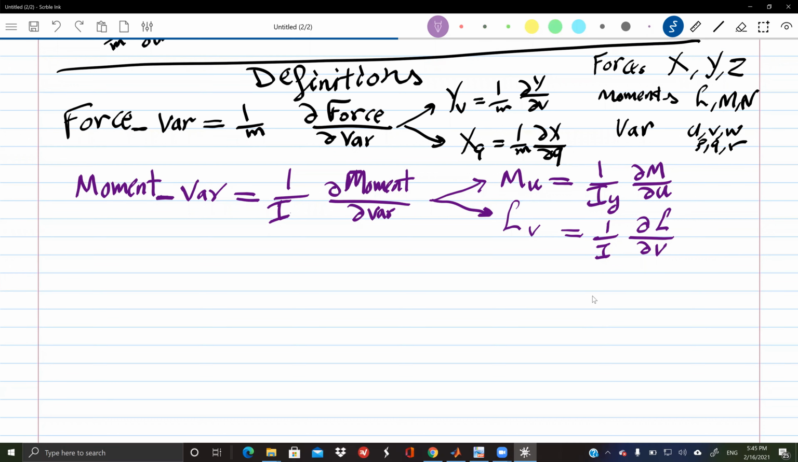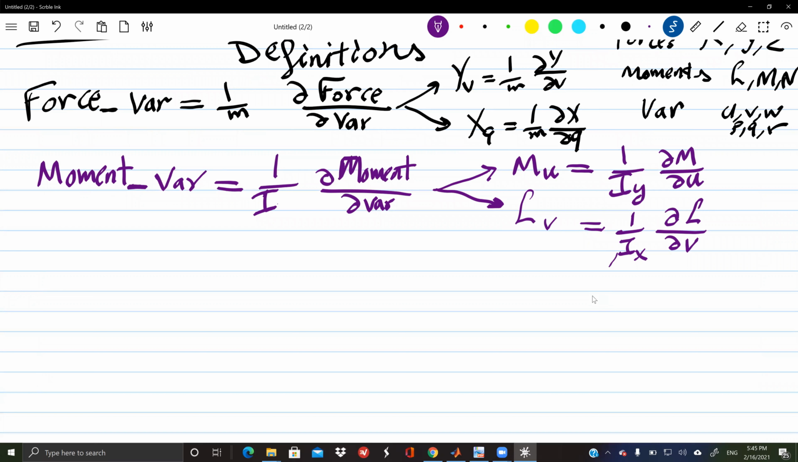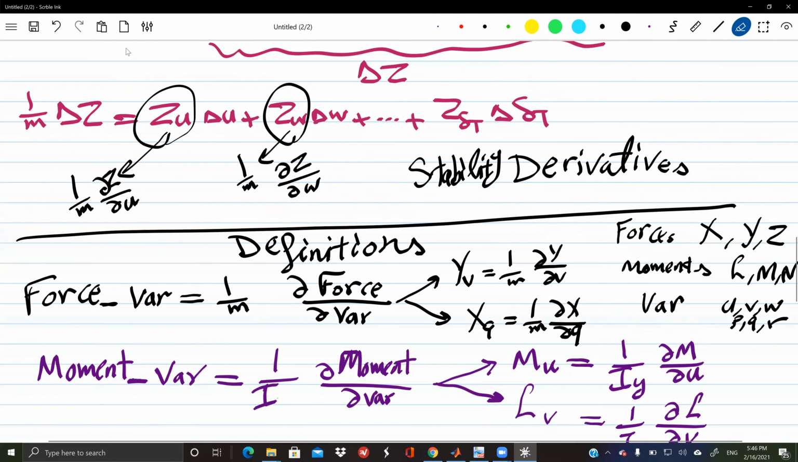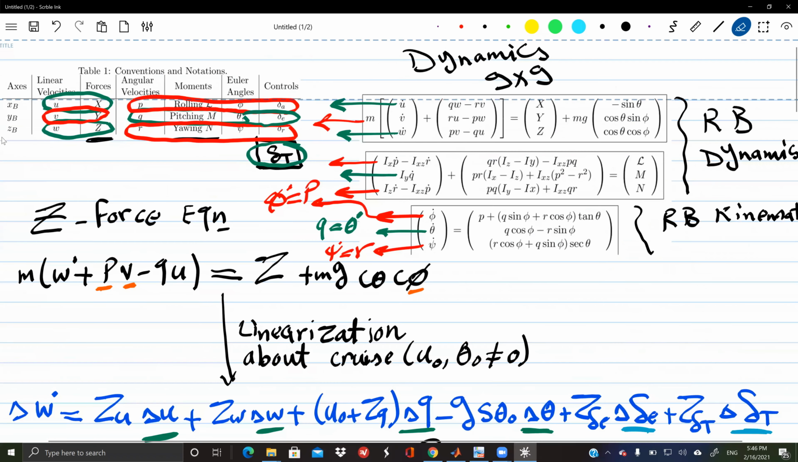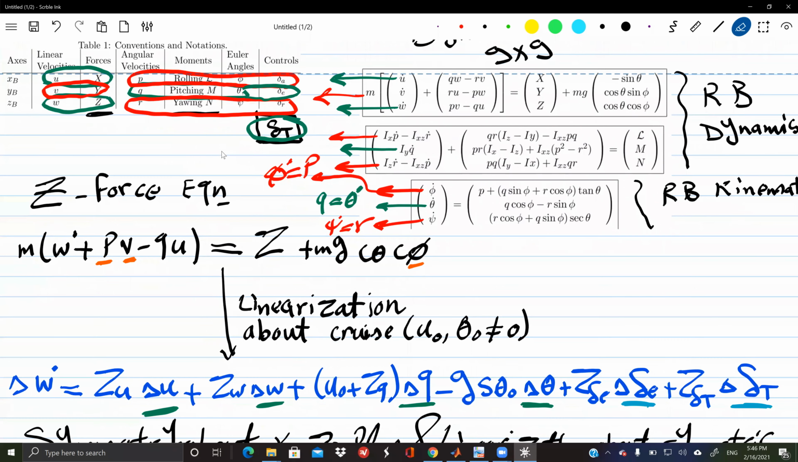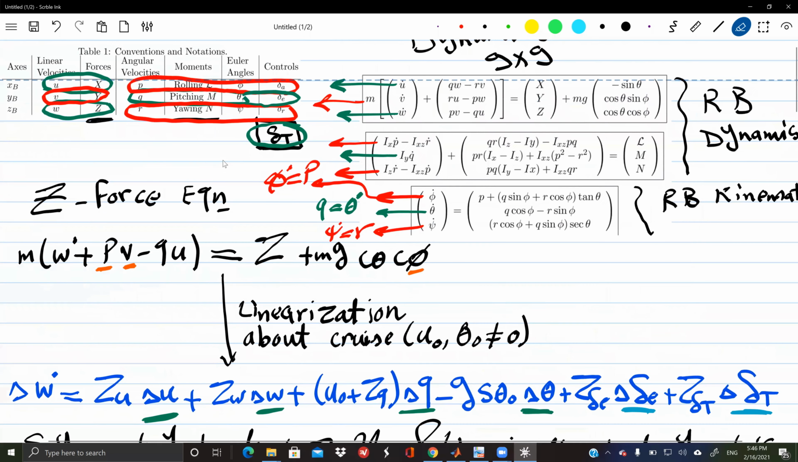IX. X. Exactly. Very good. So L is a moment about X, so we're going to normalize by IX. So this table, really, you guys spend some time to have it in the back of your mind. It's a very important table. What are the moments? What are the forces? Now it's not clear. You have it in the lecture.